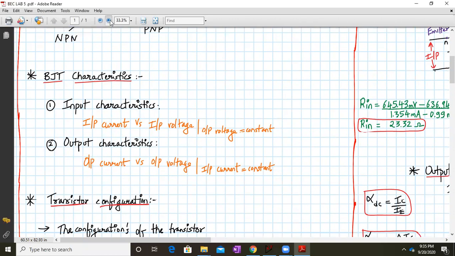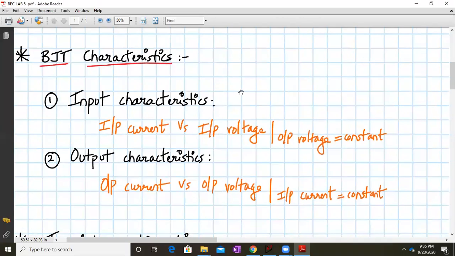So basically your input characteristics is plotted between input current versus input voltage at output voltage constant. Just remember, input characteristics is between input current versus input voltage at a constant output voltage, and output characteristics is between output current versus output voltage at a constant value of input current. So this is very important to understand.